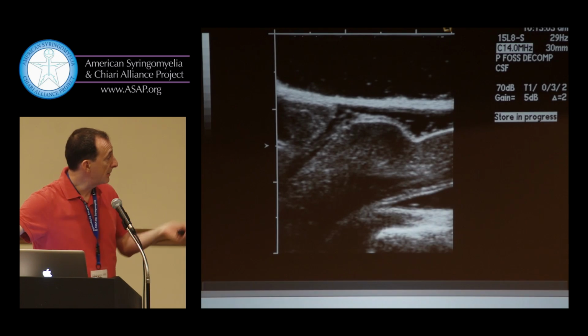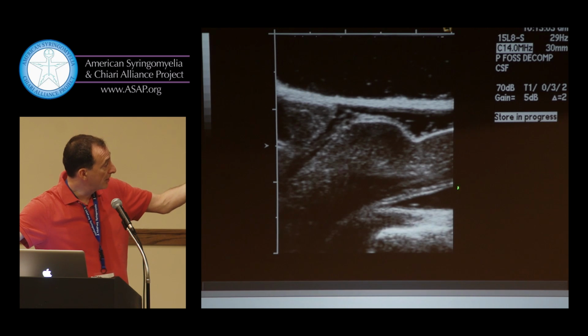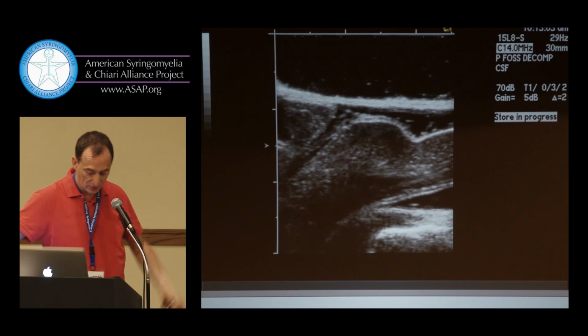This is another example of intraoperative ultrasound, showing the spinal cord continuing into the brainstem, and how much distortion there is of the brainstem over the odontoid surrounded by the ligament, and this is the tonsils behind.